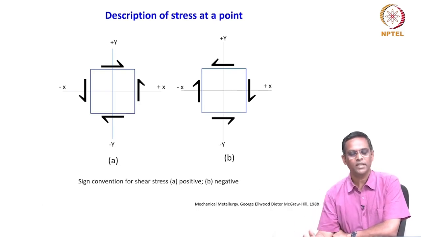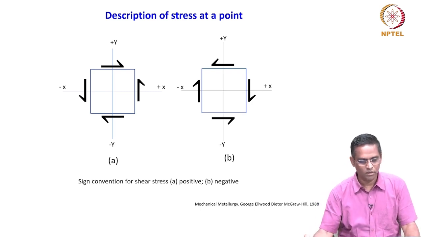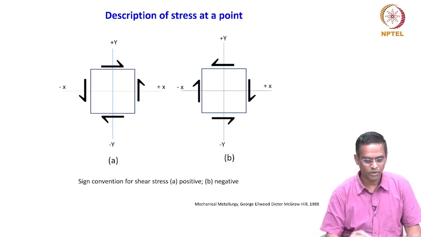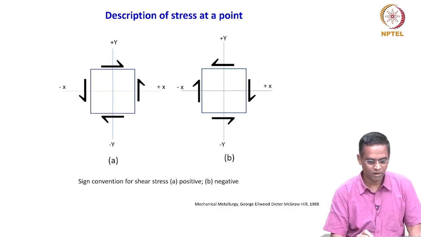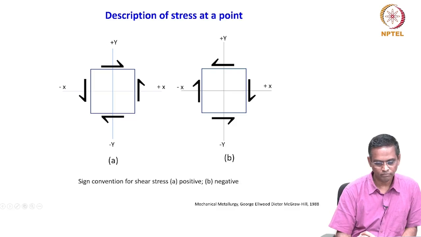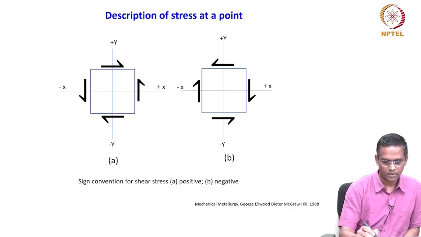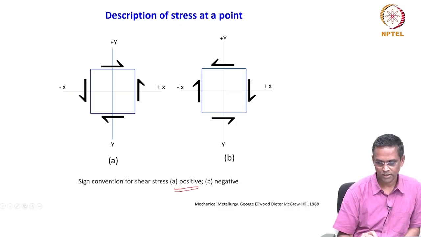And we should also know the description of sign convention. So, for example, if you look at this diagram A, the shear stresses are shown, and this type of notation is termed as a positive shear stress.